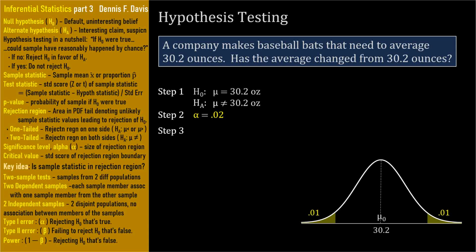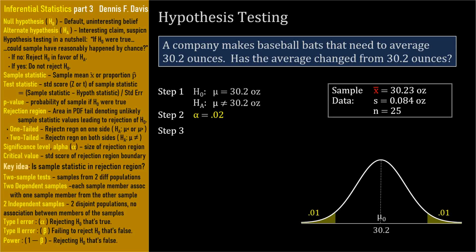Step 3 is to find the test statistic, which is the blue t-score of the red sample statistic x bar. So now we need sample data. The sample is 25 bats whose average weight x bar is 30.23 ounces. The standard deviation of the sample, S, is 0.084 ounces. So on our PDF, x bar is greater than mu0, but we don't know yet if it's in the rejection region. But it's on the right side, so let's put it here for now so we're not cramped.